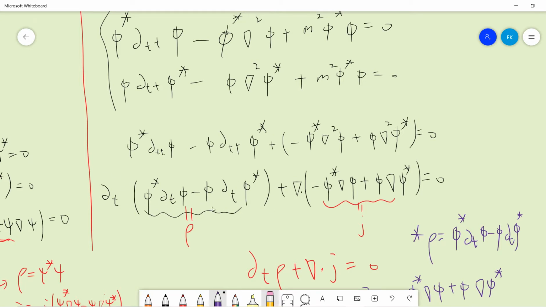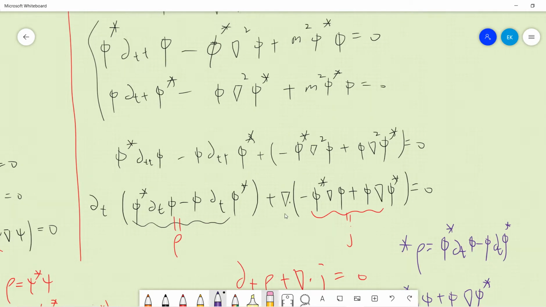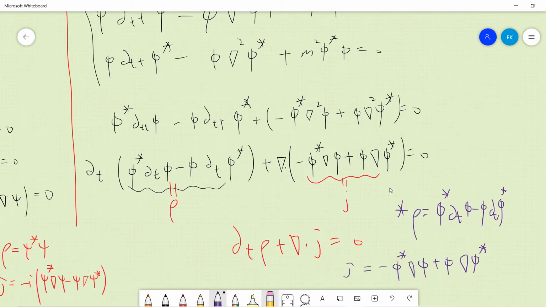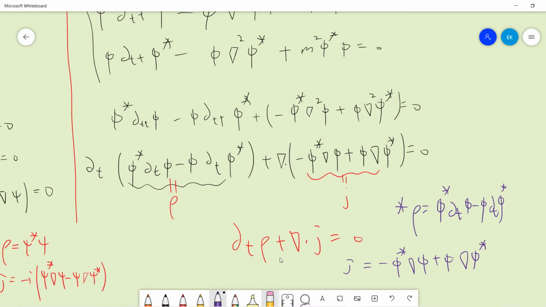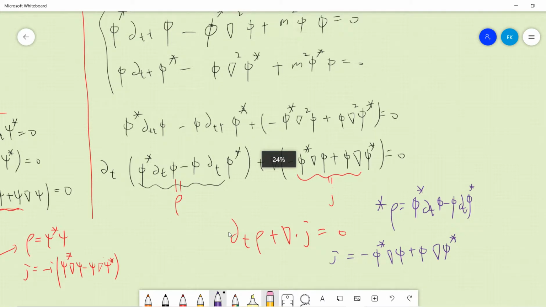If you use the Leibniz rule, there are 4 terms, but the cross term will cancel. So partial t phi star partial t phi minus phi partial t phi star, plus divergence of minus phi star gradient phi plus phi gradient phi star. So also the cross term will cancel. So you can change this into partial t rho plus divergence j equals 0. From this, rho is here and j is here. j is a vector, so that's why. Remember, if you take the gradient of a scalar, it gives you a vector. So j is a vector, rho is a scalar. So this is the continuity equation of the Klein Gordon.